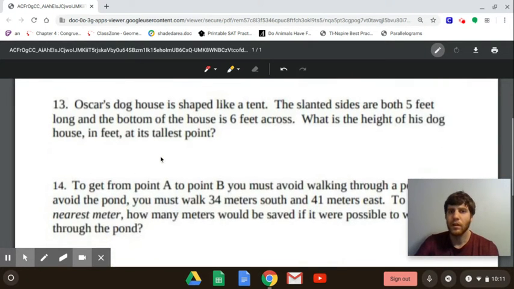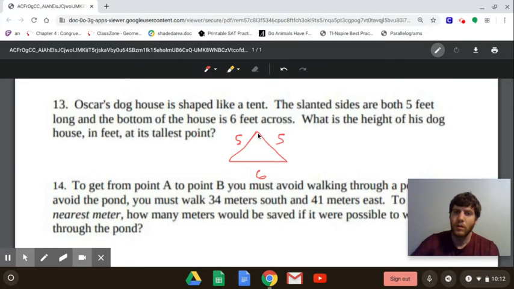Okay, Oscar's doghouse is shaped like a tent. The slanted sides are both 5 feet long, and across the bottom is 6. So there's your tent, 5, 5, and then 6. Okay, what is the height of his doghouse in feet at its tallest point? So if we draw a line here to represent the height, and call it X, that's what we're trying to find.